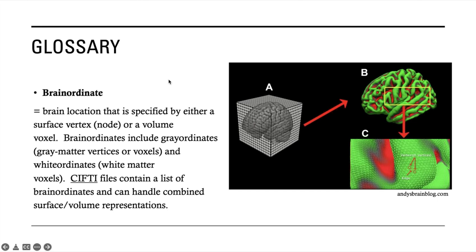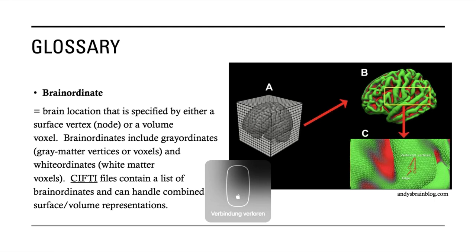Another word is brainordinate. It's a brain location that is specified by either a surface vertex or a volume voxel, a combination of brain and coordinate, obviously. Brainordinates include gray ordinates, so gray matter vertices or voxels, and white ordinates, white matter voxels, so the tracts. The CIFTI file, proposed by the Human Connectome Project, contains a list of those brainordinates and can handle those combined surface and volume representations. The cool thing is, with a brainordinate coordinate system, it doesn't matter whether you are investigating a voxel or a surface; you have a common framework to point towards those spatial entities.